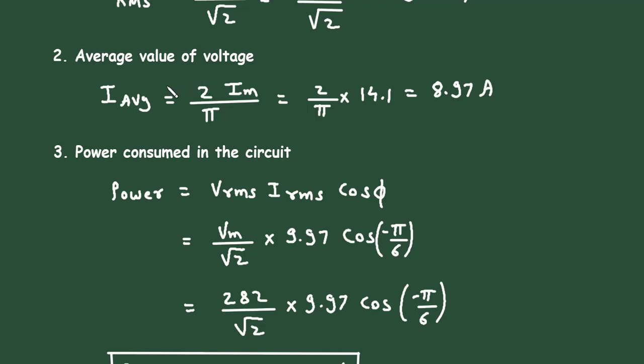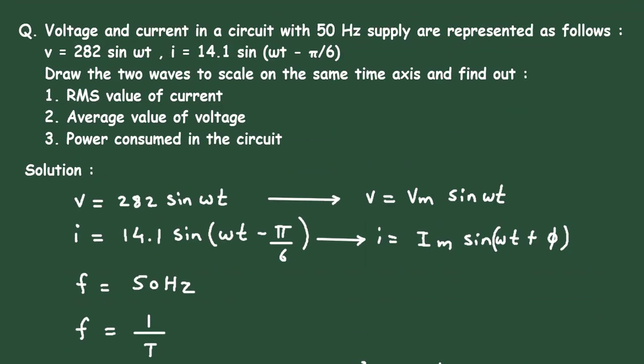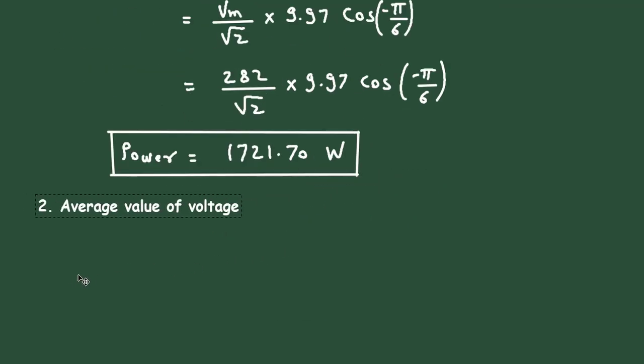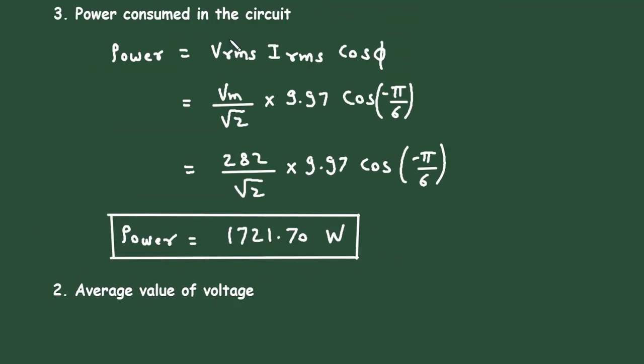I made a little mistake here. We have to find the average value of voltage, but I found the average value of current. So let's change this to average value of current. Now let's find the average value of voltage. Again, let's copy from here, paste it here, and number this as number 4.